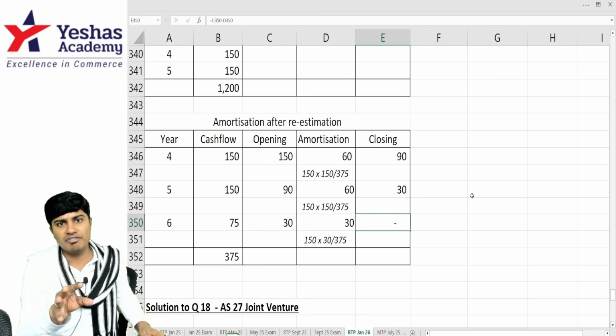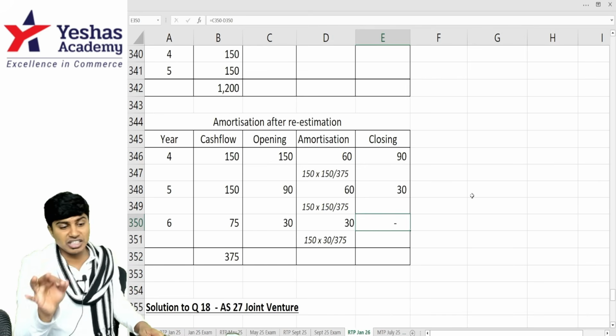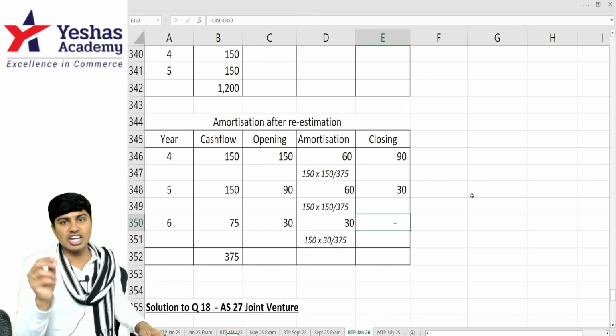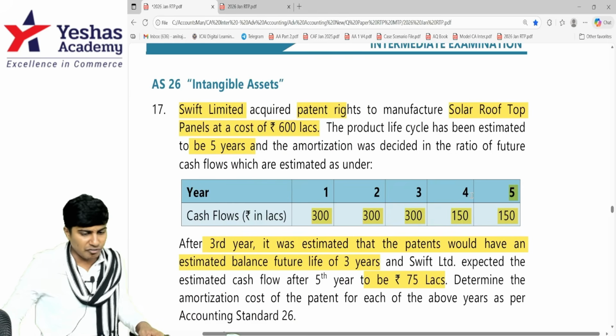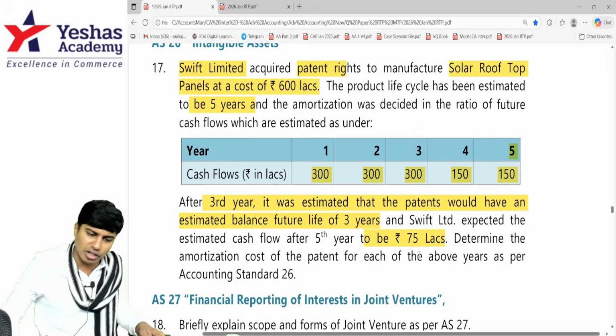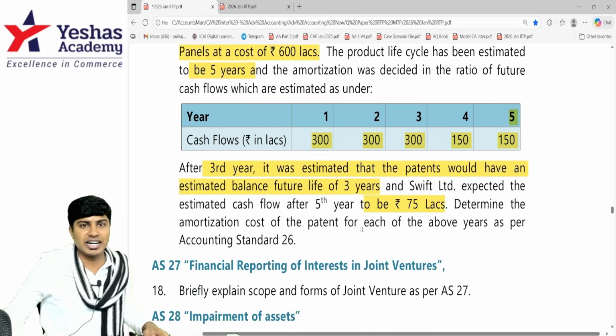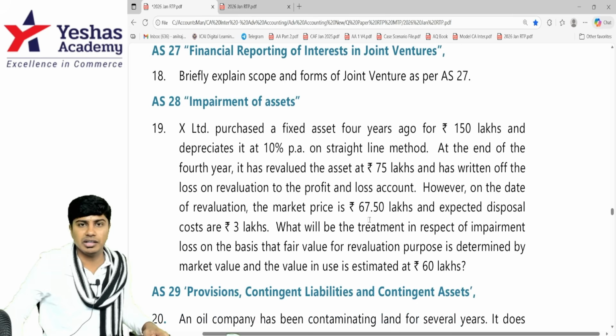Remember, useful life, pattern of cash flow expected, as well as the amortization charged in each year is an accounting estimate, and such change is to be given prospective effect. That's it. Determine the amortization cost of the patent for each of the above years. Done. Next, let's go to accounting standard 27 question, which is question number 18.